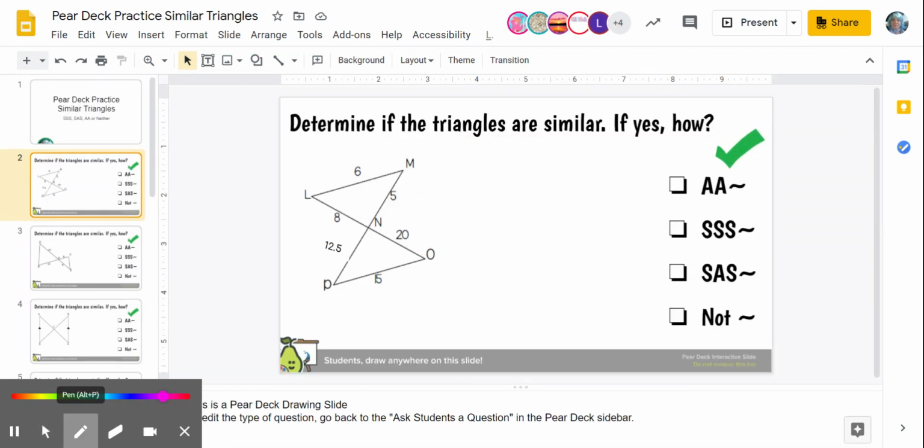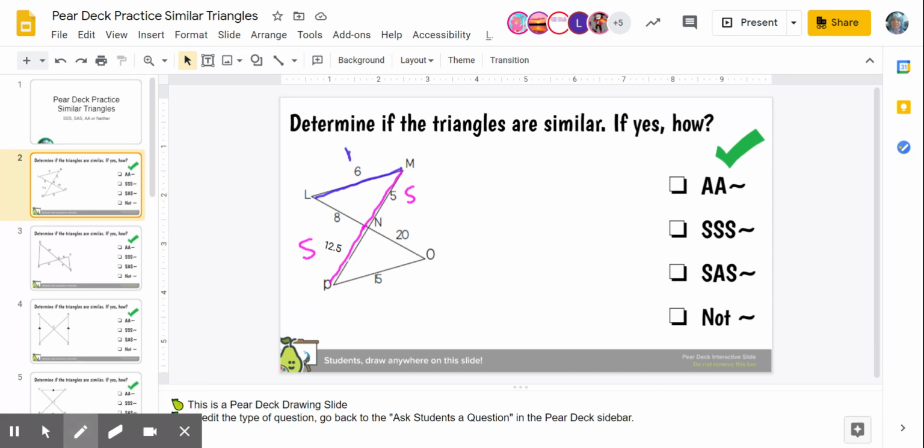So the first thing I'm going to do is look and see what I've got. I've got a small side, and I've got a small side. So those are going to go together because 5 is the smallest number in the LMN triangle, and 12.5 is the smallest number in the 12.5, 15, 20 triangle. So the small sides go together. Then I've got a medium side, that's the 6, and a medium side, that's the 15. And then last set, I've got a large side, which is the 8, and a large side, which is the 20. What am I given there, sides or angles?